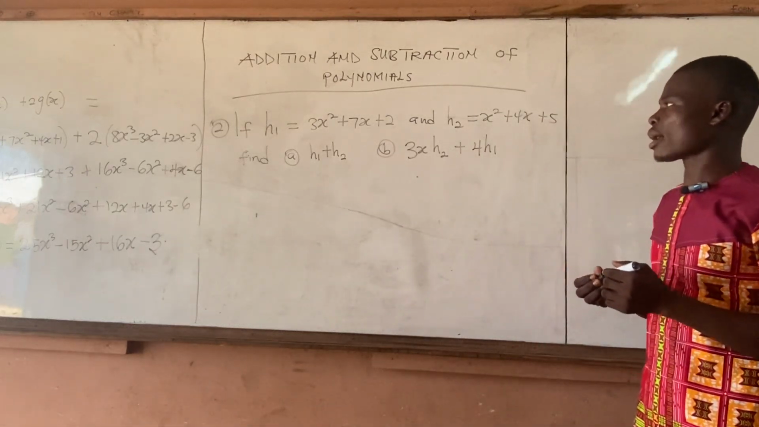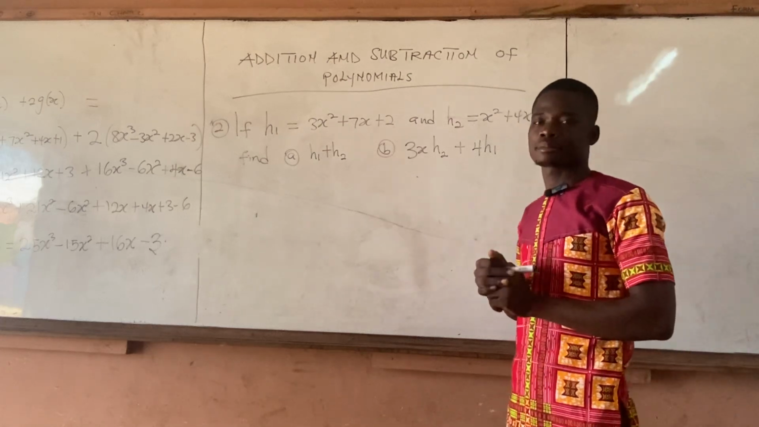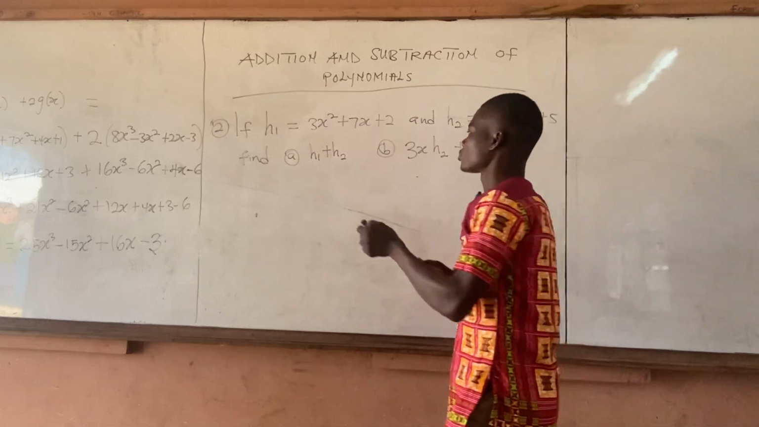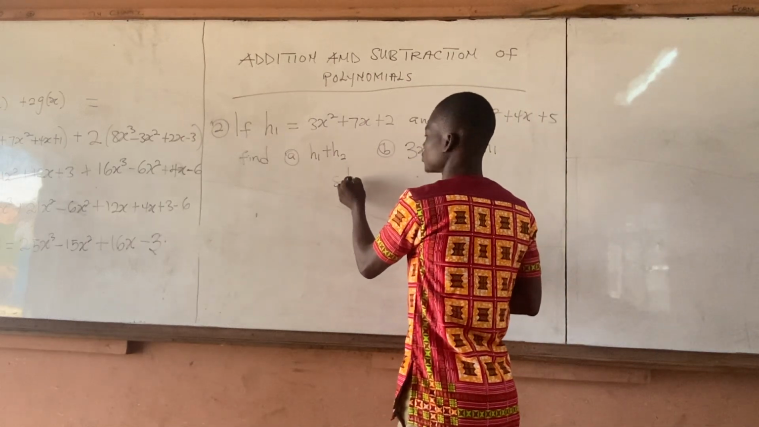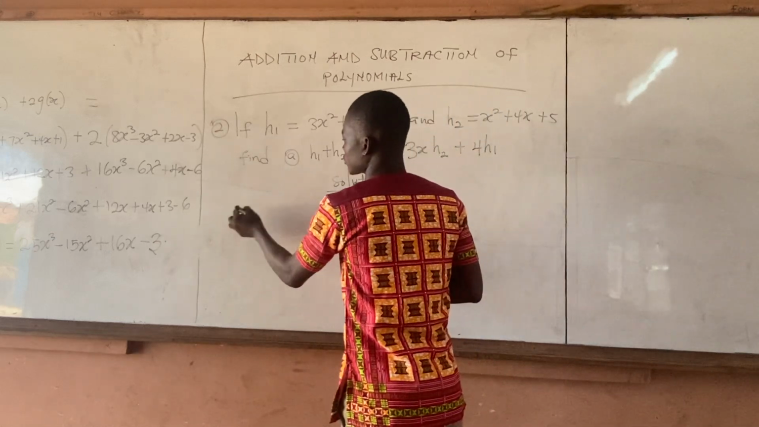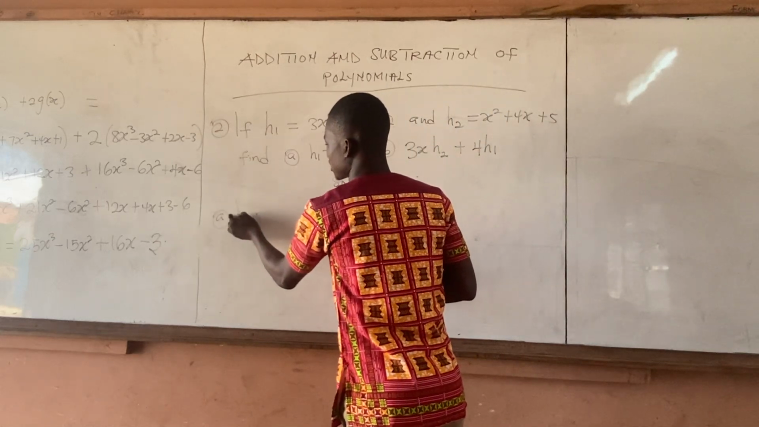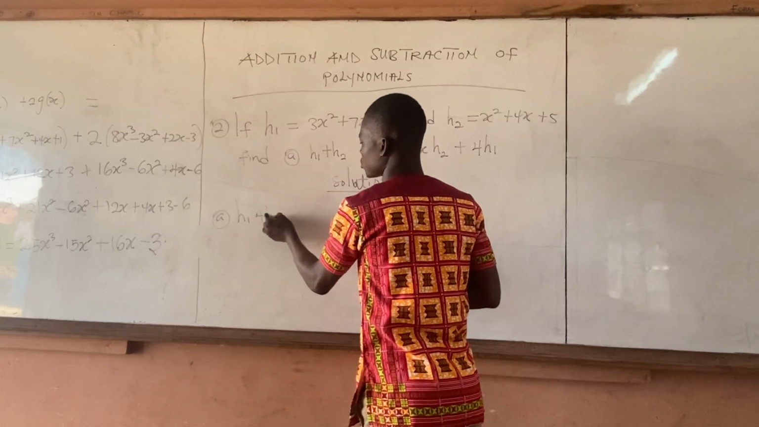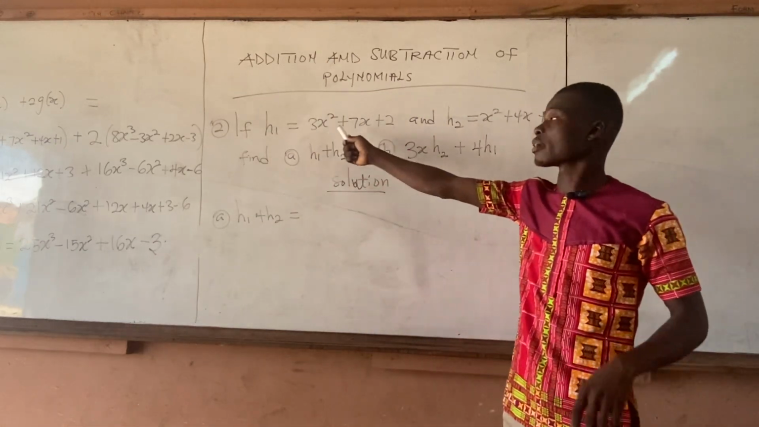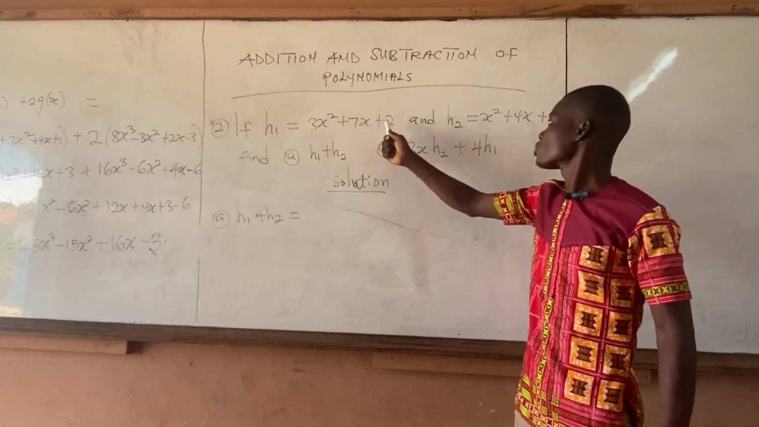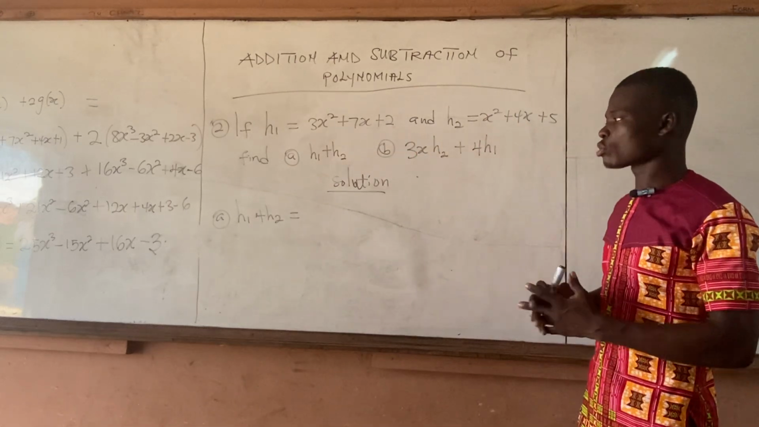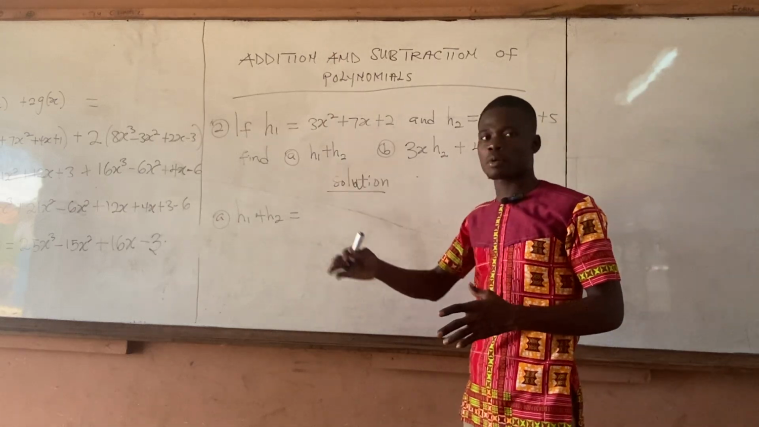Now this is our second problem. So now let's solve our second problem. For part A, we have to find the function h1 plus h2. We know that the function h1 is 3s squared plus 7s plus 2, and h2 is s squared plus 4s plus 5.